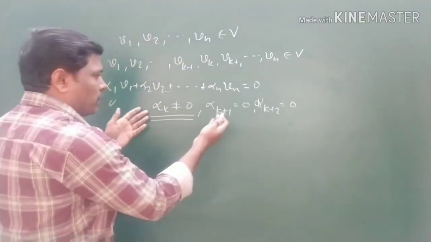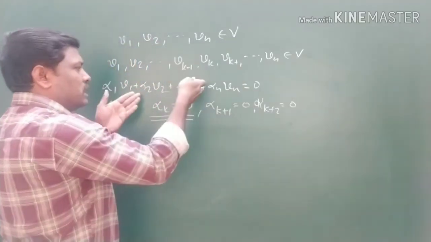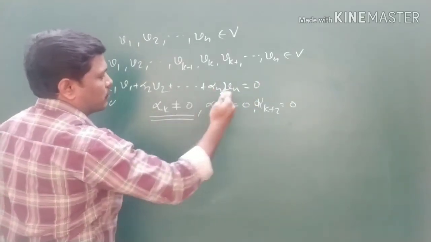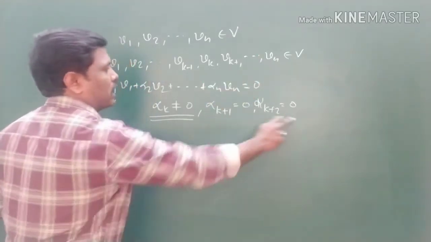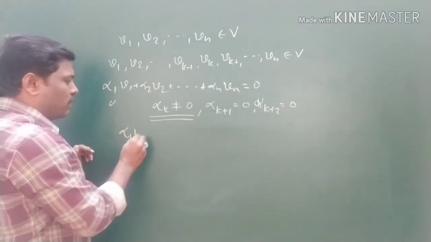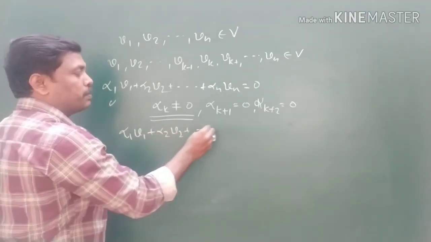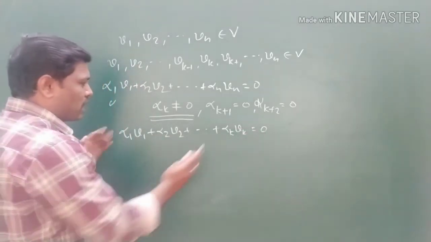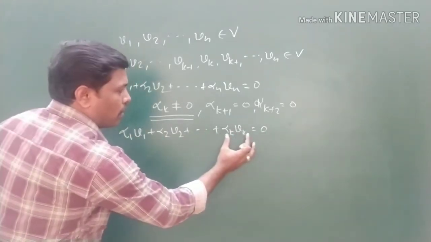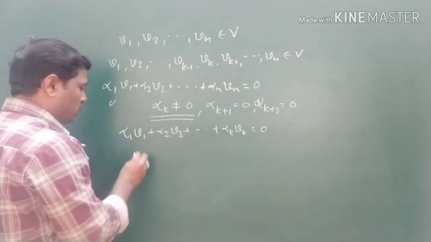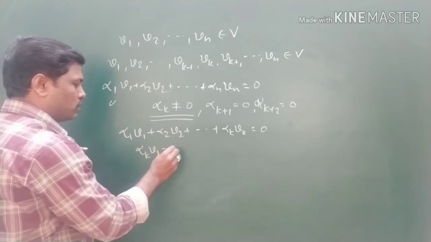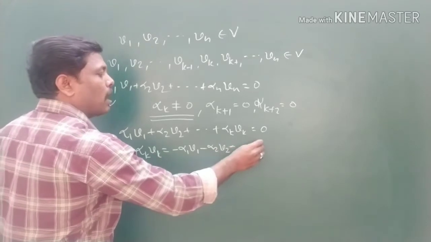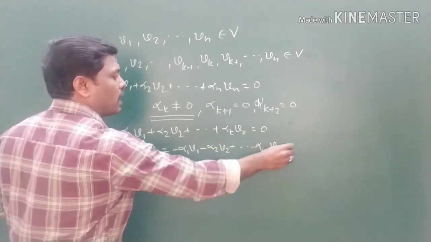Right, now I am putting these values of scalars in this expression, so automatically the terms from k plus 1, k plus 2 onward will become 0, because all these scalars are 0, and hence I am getting alpha 1 v1 plus alpha 2 v2 up to alpha k vk is equal to 0. Alright, now transfer all the terms other than alpha k vk to that side. So I am getting alpha k vk is equal to minus alpha 1 v1 minus alpha 2 v2 up to minus alpha k minus 1 vk minus 1.